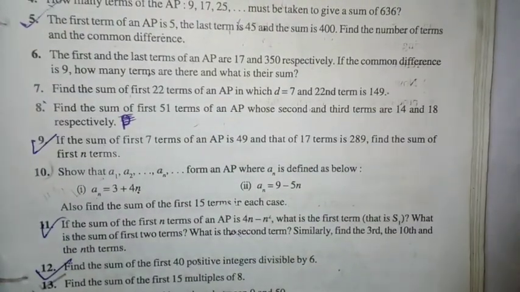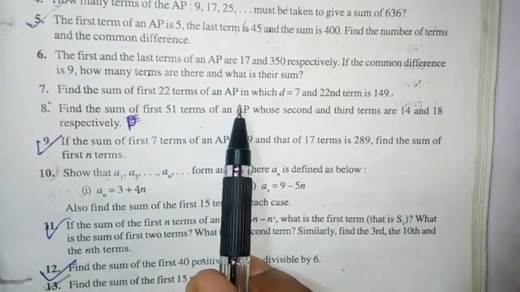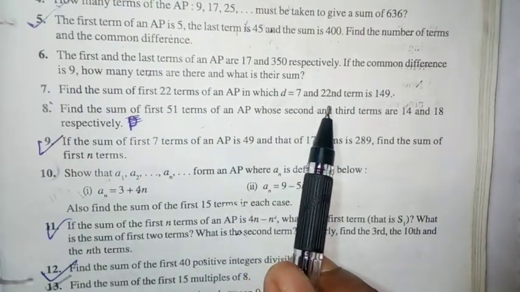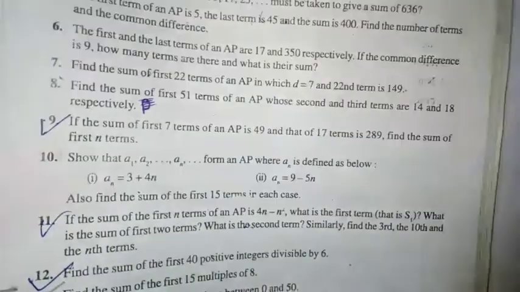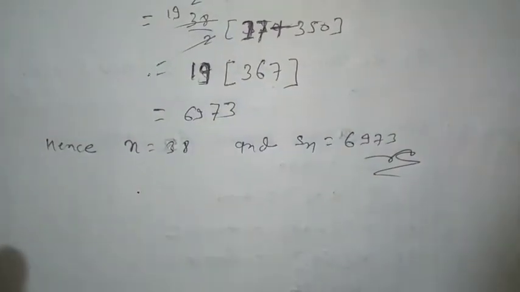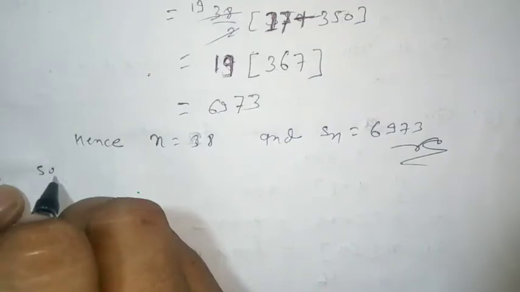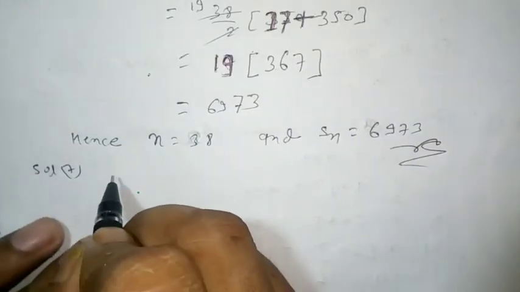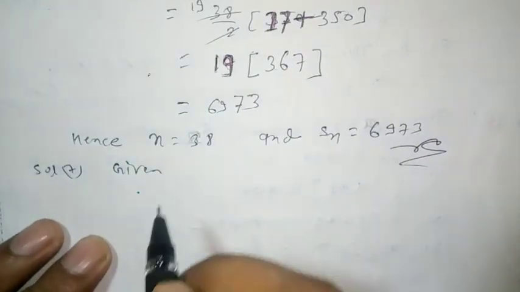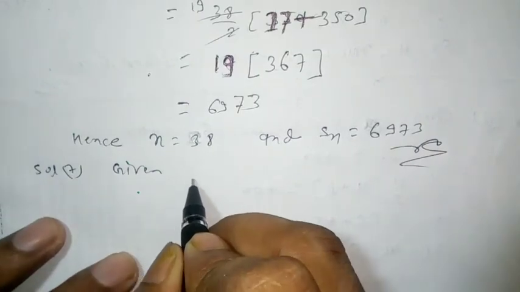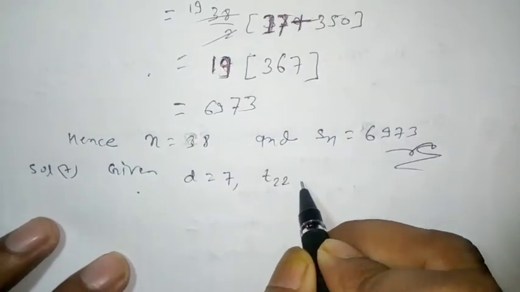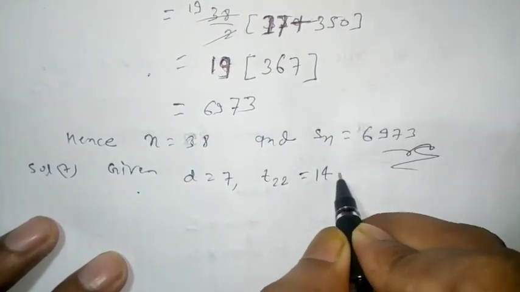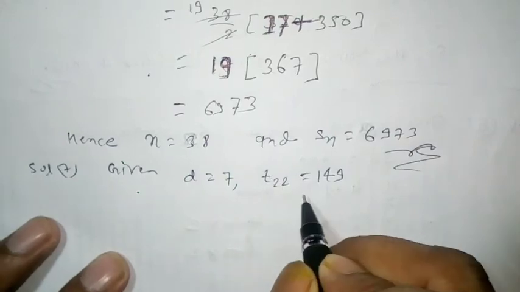Find the sum of first 22 terms of an AP in which d is equal to 7 and 22nd term is 149. Solution 7. Given d is equal to 7, t22 is equal to 149, or we can also write a22.